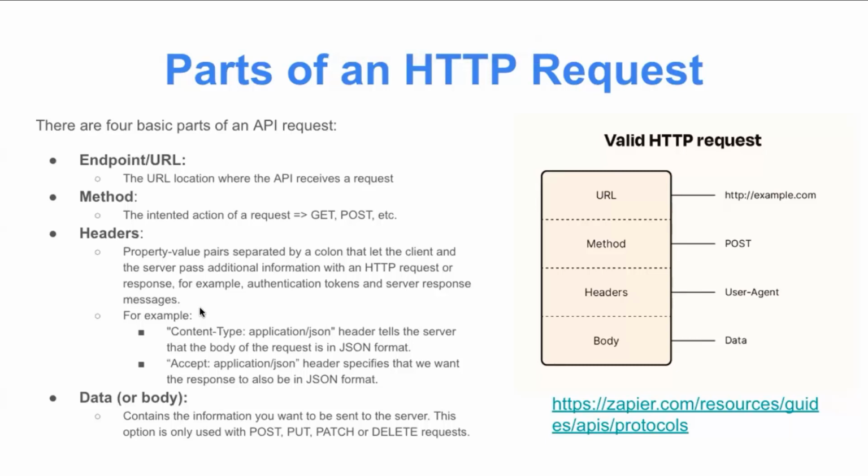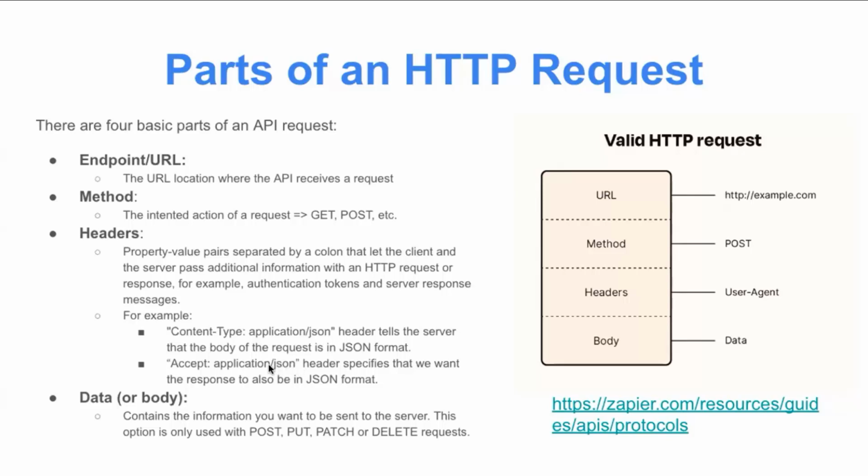We also have the accept header, which specifies the kind of data that we would want to be in the response body. Here we see accept application/JSON. This would basically specify to the server, as we're sending a request, that we want the response that is being sent back from the server to also be in a JSON format.